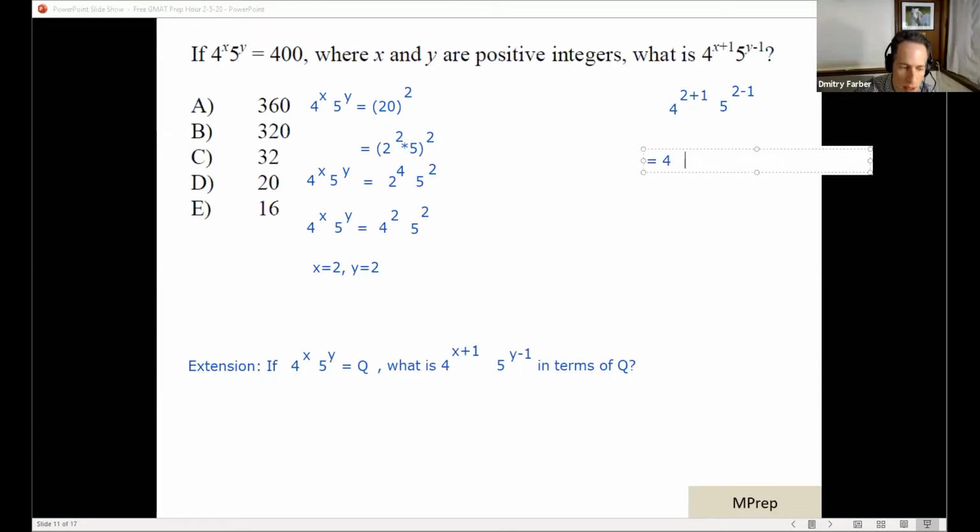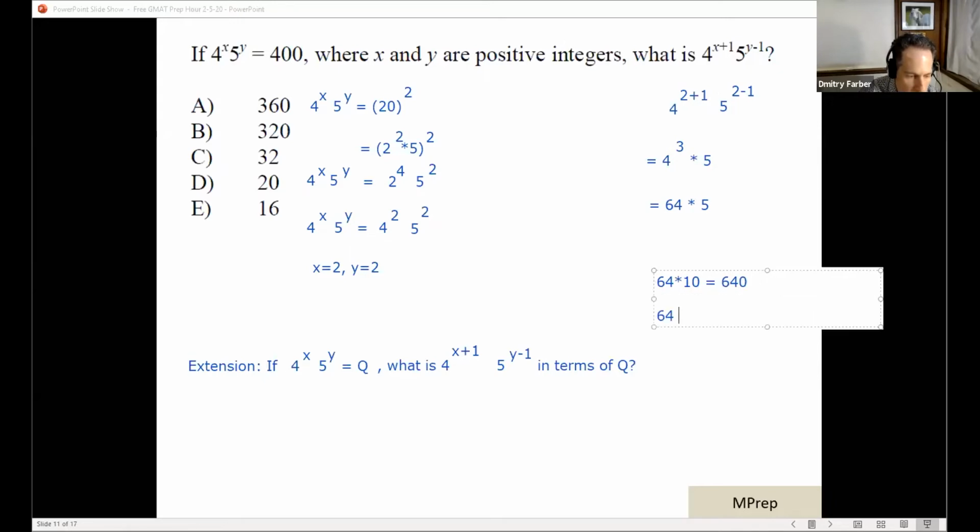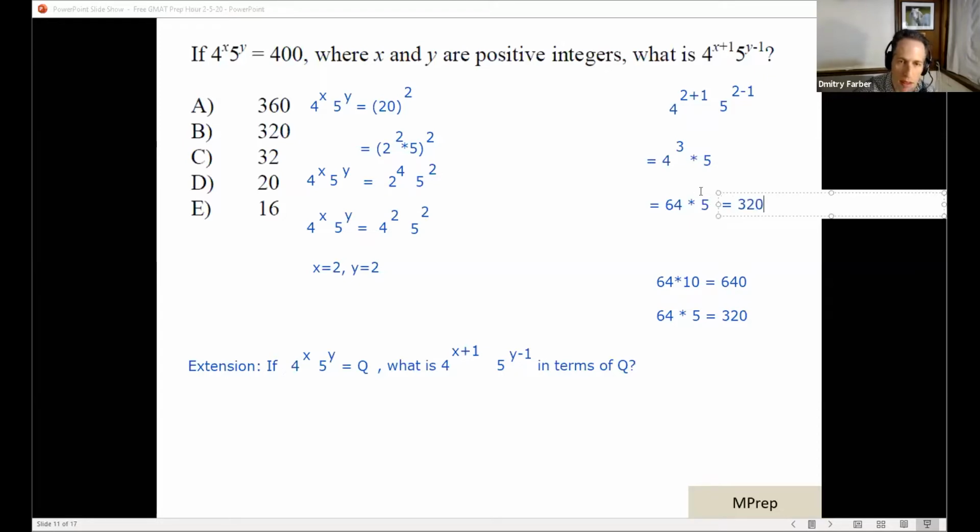4 cubed times 5. 4 times 4 is 16, times 4 is 64. 64 times 5, you can use my little trick from before. 64 times 10 is 640. So 64 times 5 is half that, which is 320. And that's our answer. We can do it that way, and it works great.